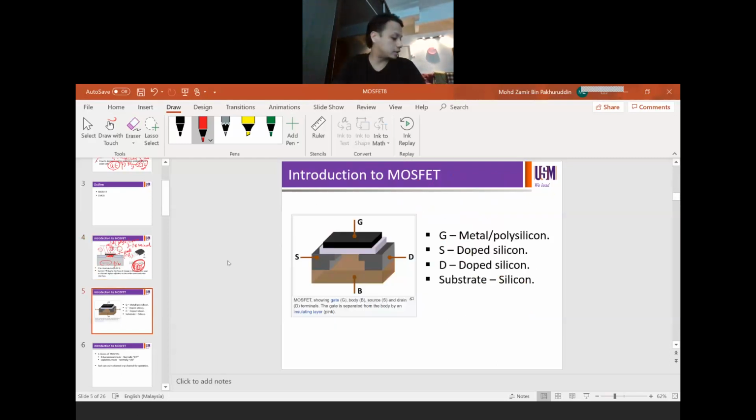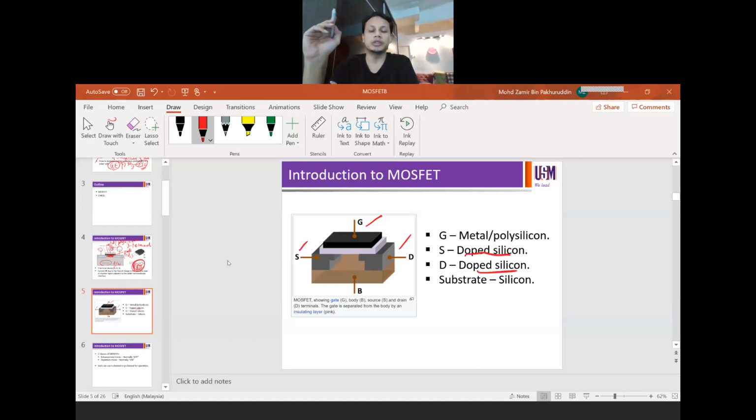So let's look at the introduction of MOSFET. This is the very same thing that you saw on the previous page. The gate is on the top here. It's either metal or polysilicon. The previous structure used metal, but the current structures use polysilicon in the fabrication now. Source and drain are typically doped silicon.